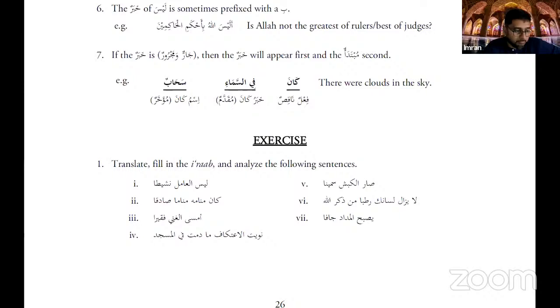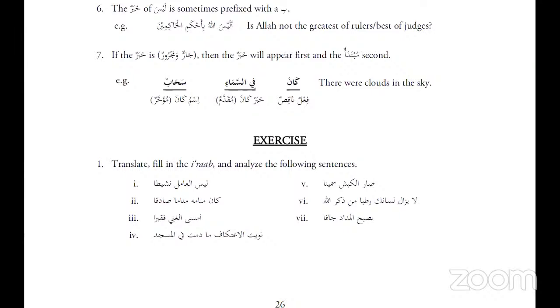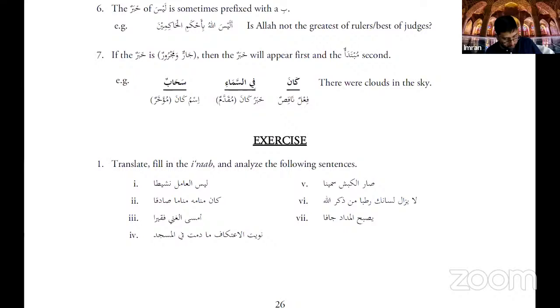So amilu is going to be the ism of Laysa, and it's going to be in the halat raf. And nashitan is going to be in the mansub state because it's the khabar of Laysa. Correct. Okay.